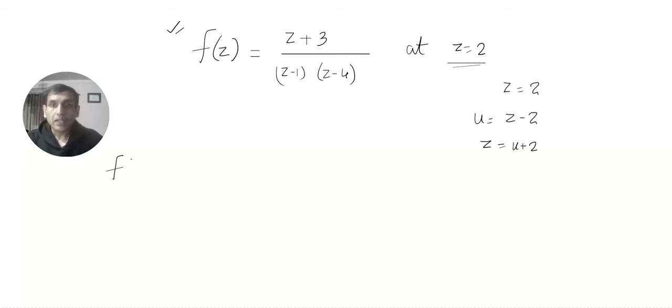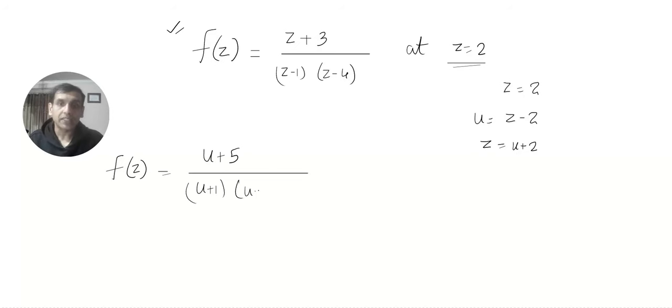Now I'll plug the Z value into the function. So I'm going to get u plus 2 plus 3, that will be u plus 5, divided by u plus 2 minus 1, that will be u plus 1, and u plus 2 minus 4, that will be u minus 2. Now you convert this into partial fractions.